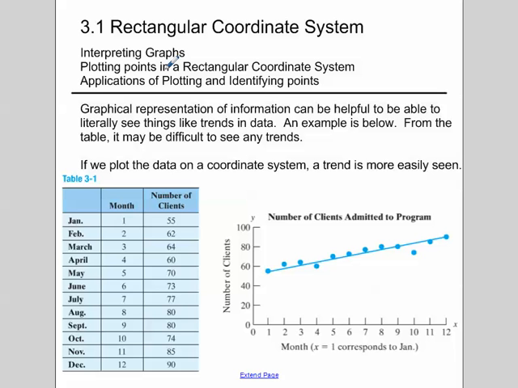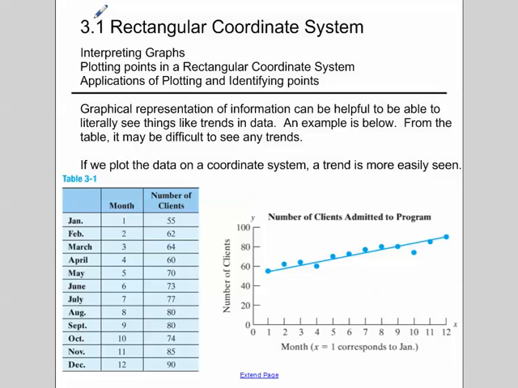Alright, so here we are in Chapter 3. We're starting Chapter 3, and we're going to talk about the rectangular coordinate system. We'll talk about it in all of Chapter 3, and then in Chapter 4 we're going to use it a little bit as well. In fact, graphing is going to be used quite a bit when we're analyzing some data. And we'll use graphing quite a bit in Math 141, the intermediate algebra.